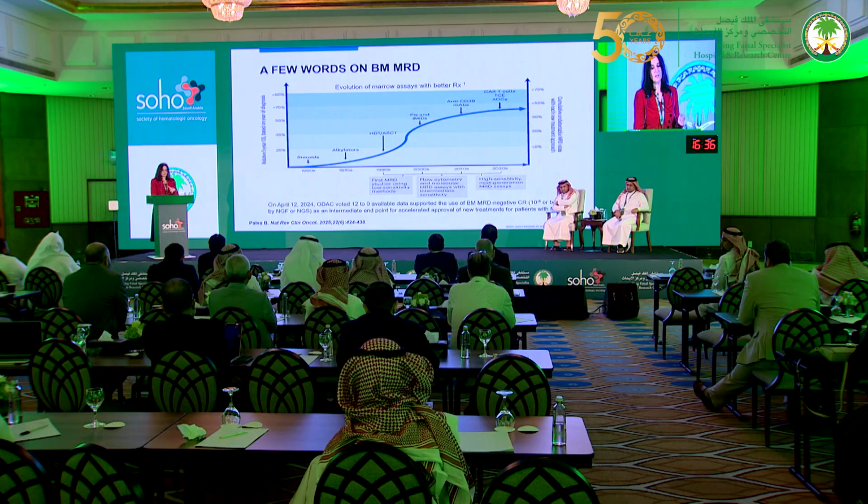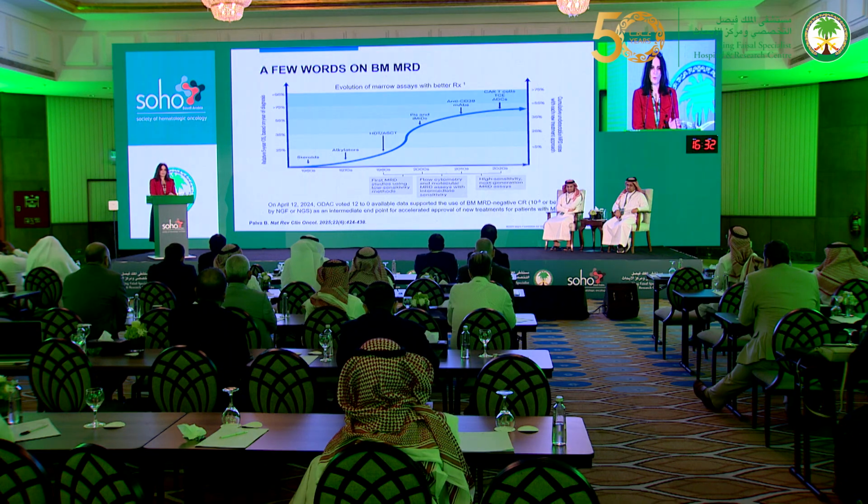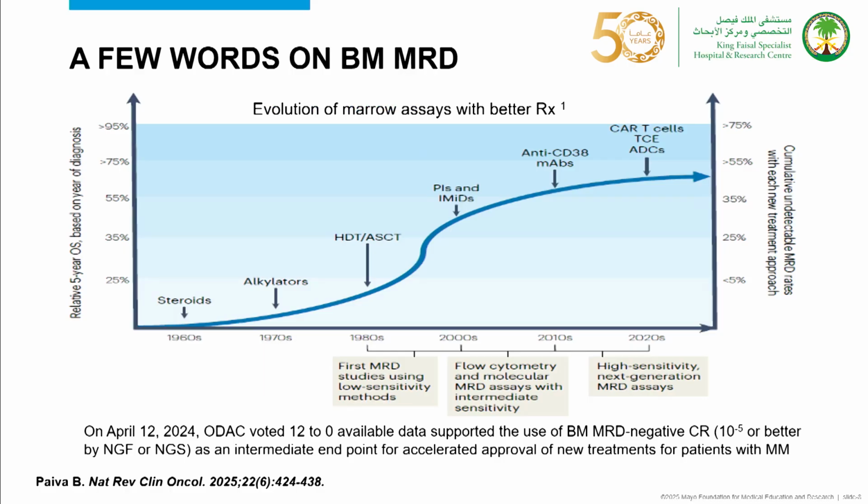Okay, so this is a really brilliant paper by Bruno Paiva. This is a graph that came from there, but it talks about technique and all the rest, so if you really are interested, this is a nice reference to have. What you have on the y-axis on the left is the relative 5-year overall survival based on the period, the decade of diagnosis, and then on the y-axis on the right, you have the incidence of MRD.